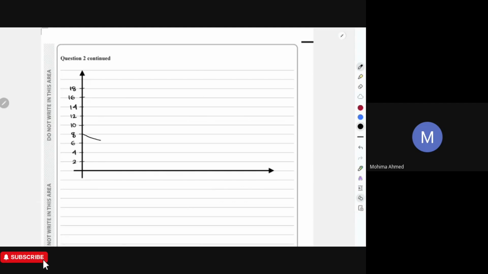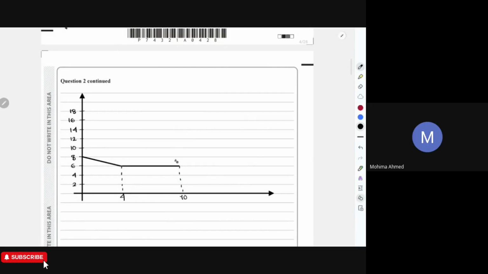From 8, it decreased to 6 within the first 4 seconds. Then from 6, it continued at 6 for the next 6 seconds. After that, it started from 6 and continued to 18.